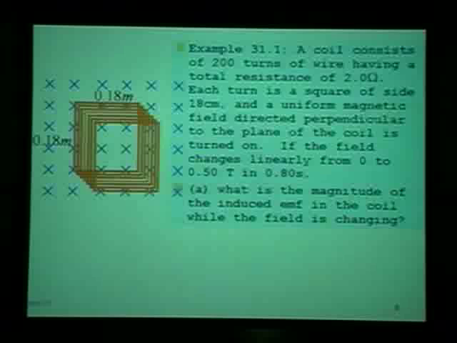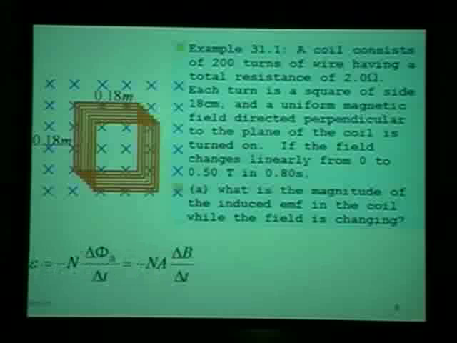All right, so we have this coil. It's a square coil, 200 turns, and we have a magnetic field going through it. So we have a flux going through it. But we're going to change that magnetic field from 0 to 0.5 tesla in 0.8 seconds. Area is not going to change. Orientation is not going to change. But the field will change.